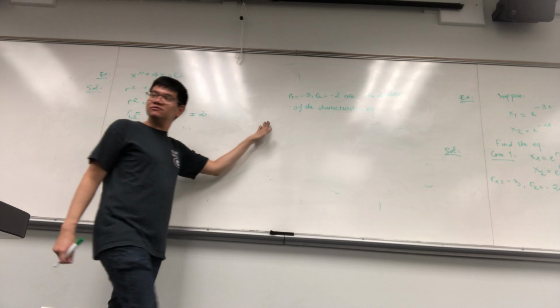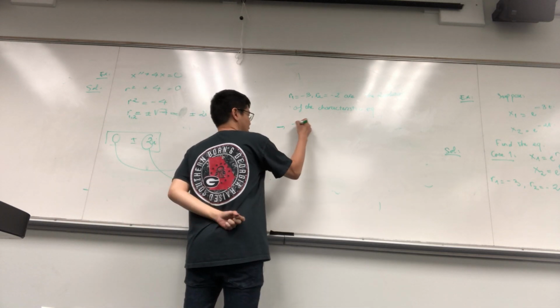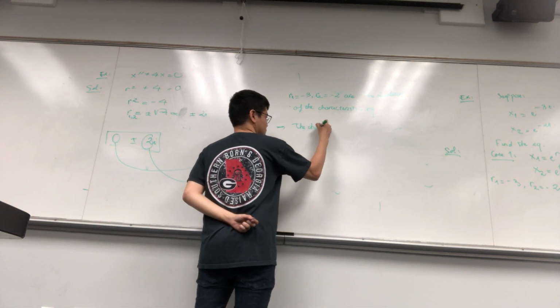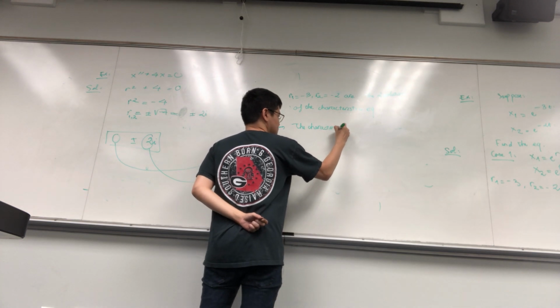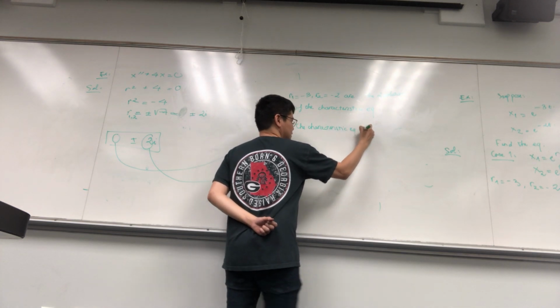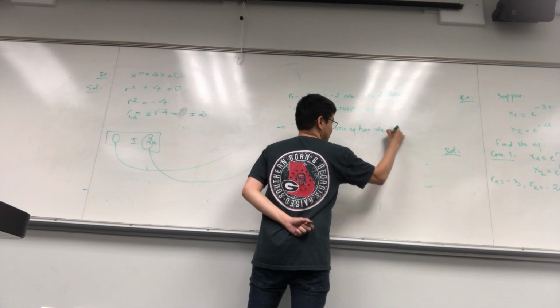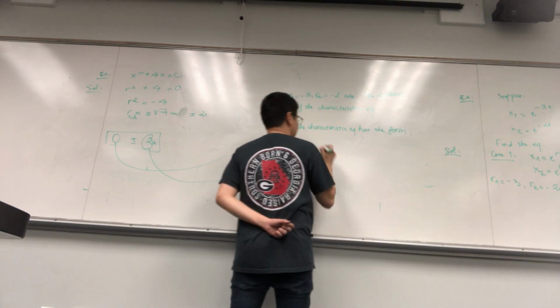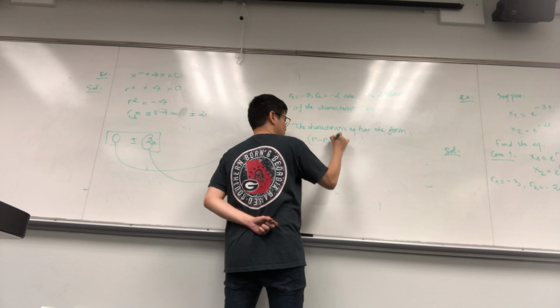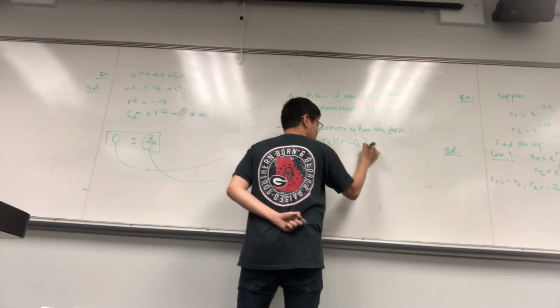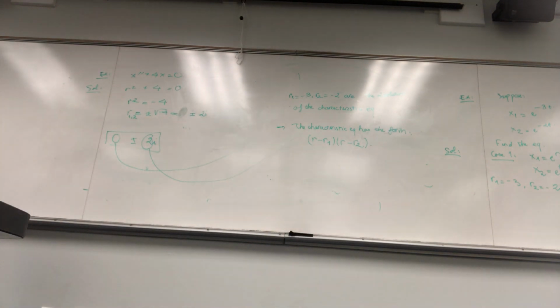So which means that the characteristic equation has to have the form (r minus r1)(r minus r2). Right? Because they are both solutions of the characteristic equation. So the characteristic equation has to have the form (r minus r1)(r minus r2). We're going to continue this on Thursday.